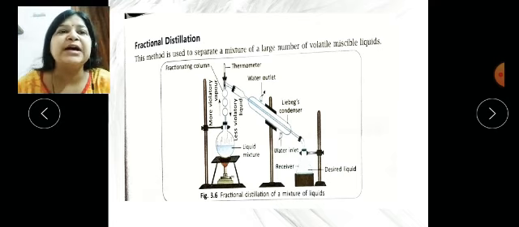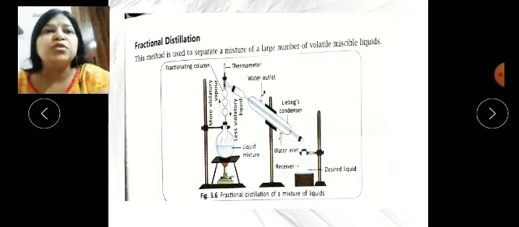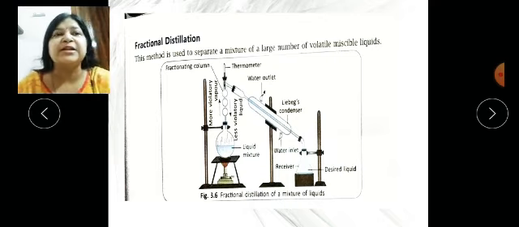Please remember the names of the apparatus for different processes. Like in filtration we are using filter paper, funnel and all. You should remember the apparatus. Through this fractional distillation method we can separate a large number of volatile miscible liquids. But the principle is the same.